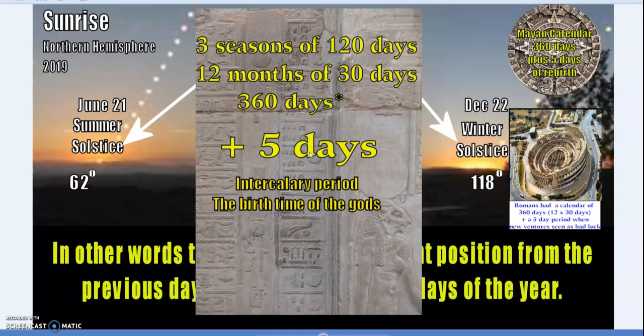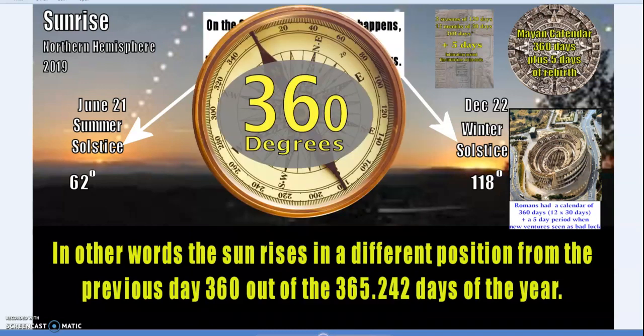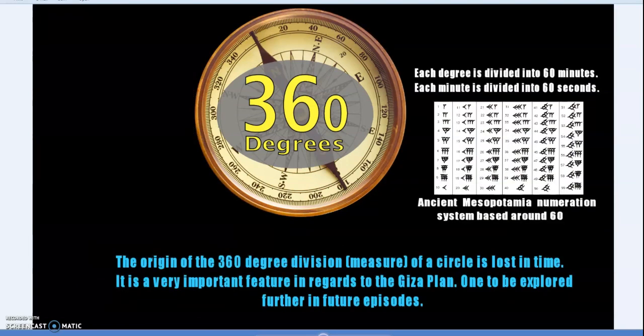This has to do with why Thoth won one every second day from the moon. 72 times 5 gives us 360 plus the 5 days. There's all sorts of interesting little connections in regards to that as well, but the same system is a very common one. Now, this is probably the source of the 360 degree compass. This will be the origin of a 360 degree division or measurement of a circle. This is lost in time exactly when, but it'll be a very important feature when it comes to the Giza plan, and we'll explore it more in the future.